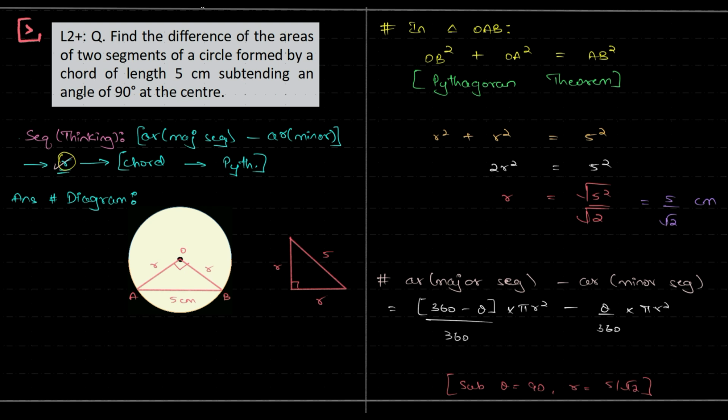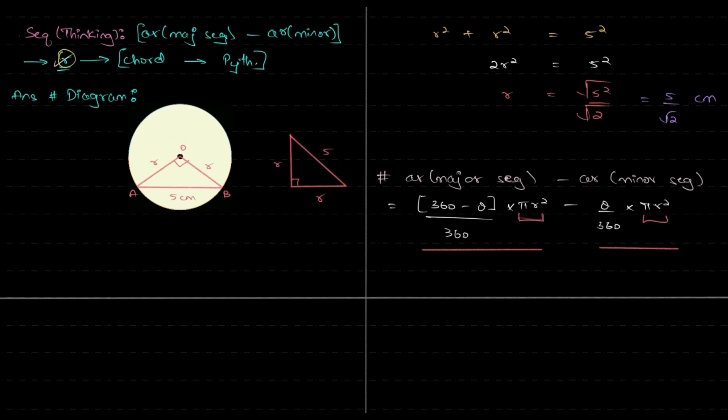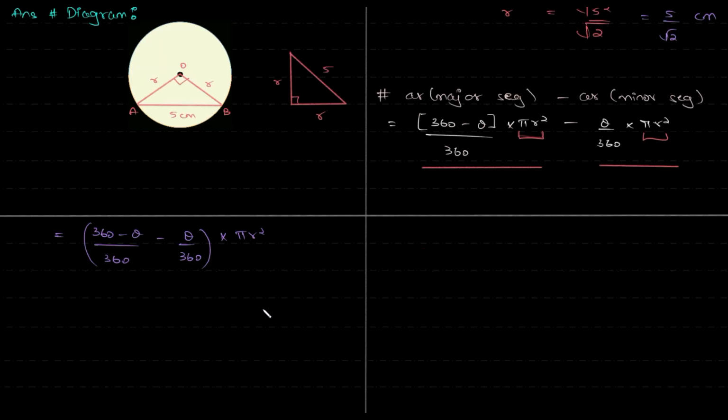Well, before this, I want to do this actually. See, this is one of the equations, and this is the other. In both of these, we have pi r square common. If I take pi r square out, what will we get? We have 360 minus theta by 360 minus theta by 360, and this entirety is multiplied with pi r square.